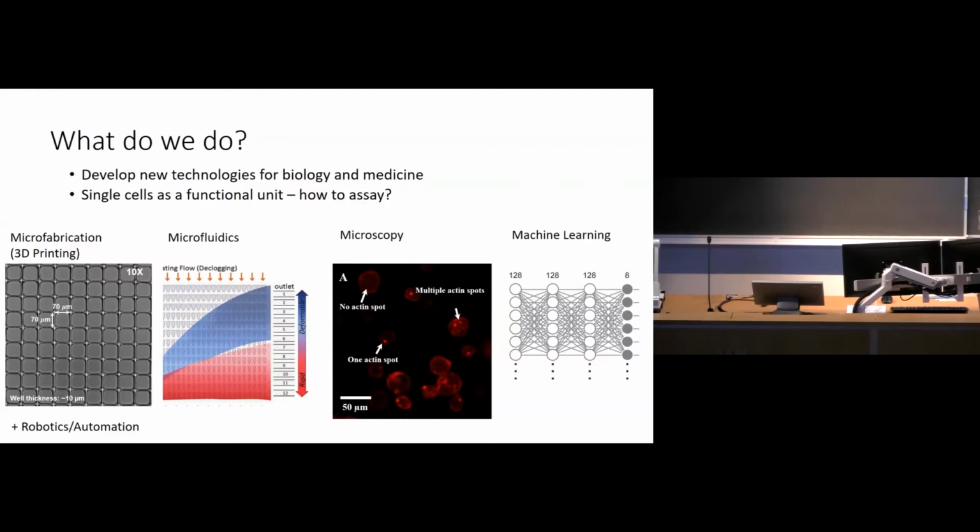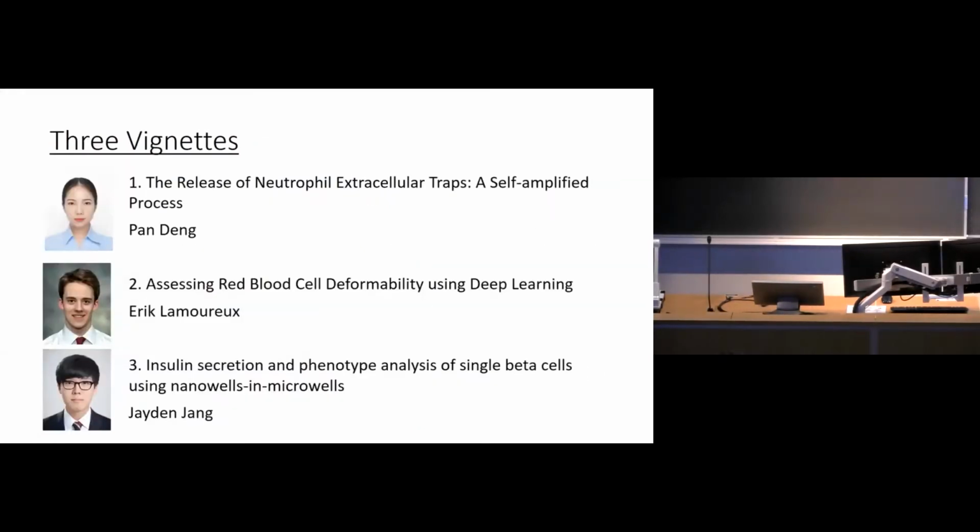So today, we'll just present 3 vignettes of the different projects in my group. We'll start with Pan, who's going to talk about neutrophil extracellular traps, then Erik will talk about red blood cell deformability, and finally Jayden will talk about analyzing insulin secretion from beta cells at a single cell level. So, I guess the plan is to take questions at the very end, right? Yeah. Okay.